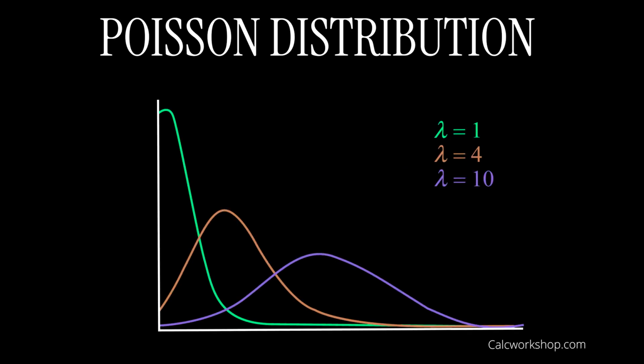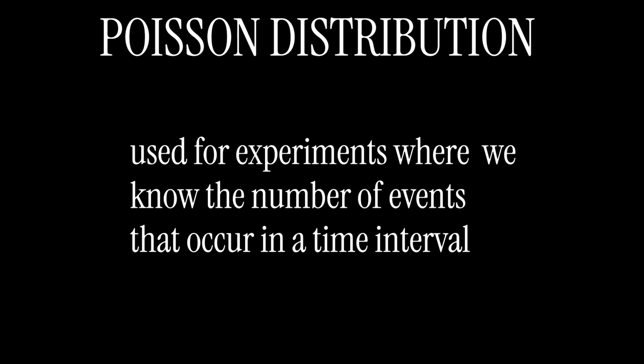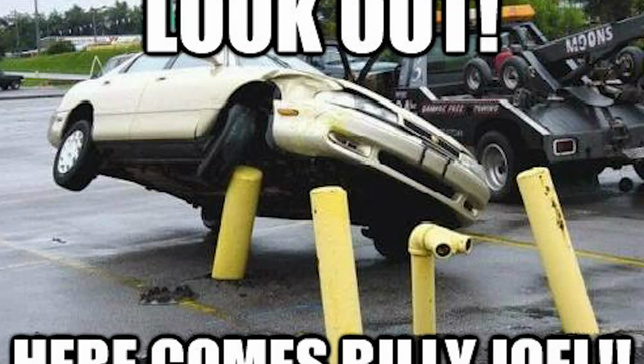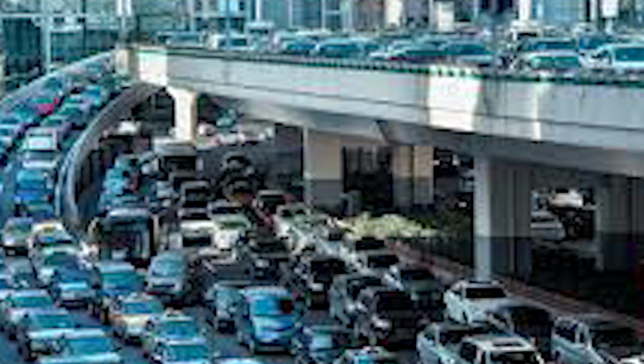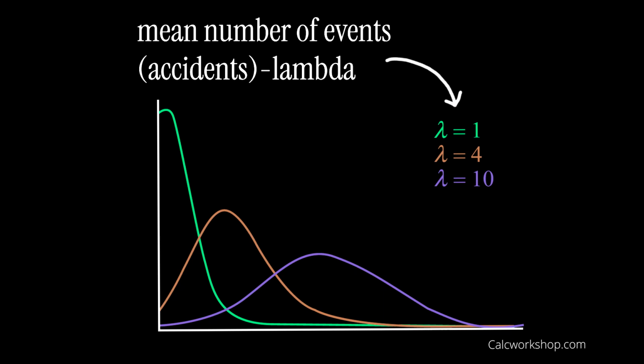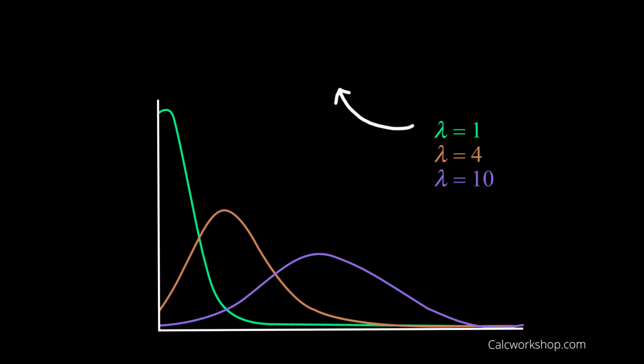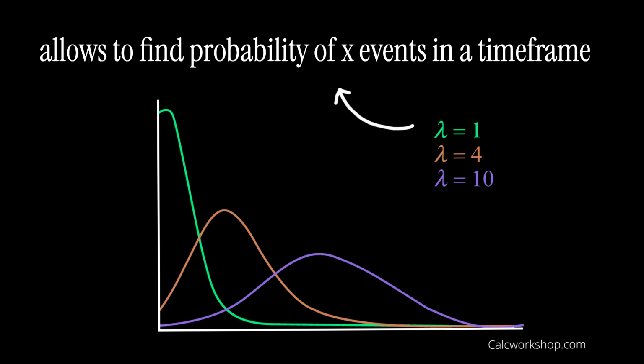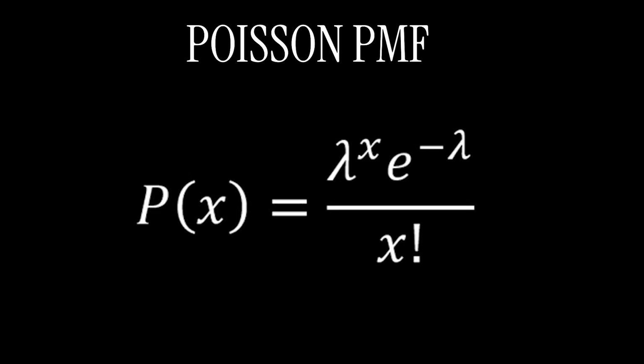When using the Poisson distribution, we tend to think of the number of events in time intervals rather than number of successful outcomes. Take, for example, the number of car accidents that happen in a city every day. You can't count how many cars exactly are circulating, so we take the mean number of accidents every day. This is the only parameter required for this distribution, and it is called lambda. By knowing this, we can find out how likely it is to have X events in a time frame. In this case, knowing the mean number of accidents, we can work out the probability of X accidents happening on a given day by using this formula.